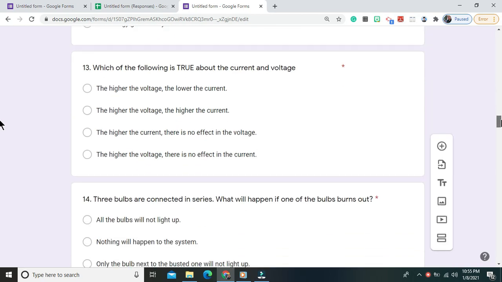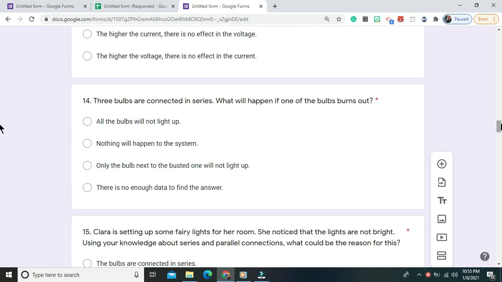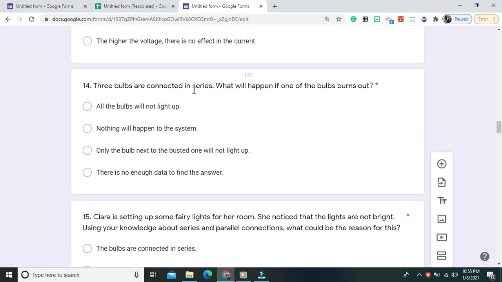Number 13. Which of the following is true about the current and voltage? The correct answer is the higher the voltage, the higher the current. Number 14. Three bulbs are connected in series. What will happen if one of the bulbs burns out? The correct answer is all the bulbs will not light up.